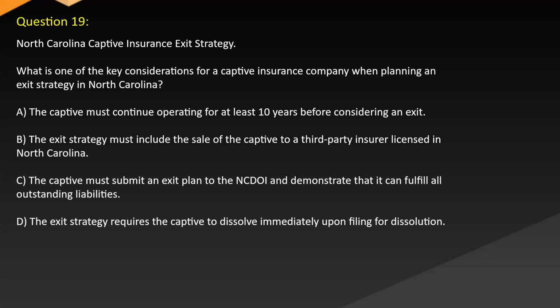Question 19. North Carolina Captive Insurance Exit Strategy. What is one of the key considerations for a captive insurance company when planning an exit strategy in North Carolina? A. The captive must continue operating for at least 10 years before considering an exit. B. The exit strategy must include the sale of the captive to a third-party insurer licensed in North Carolina. C. The captive must submit an exit plan to the NCDOI and demonstrate that it can fulfill all outstanding liabilities. D. The exit strategy requires the captive to dissolve immediately upon filing for dissolution.